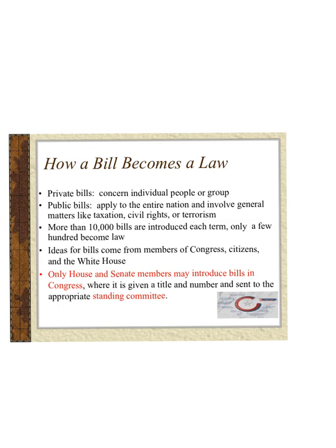Please write down the last bullet on this slide. How a bill becomes a law. Private bills concern individual people or groups. Public bills apply to the entire nation and involve general matters like taxation, civil rights, or terrorism. More than 10,000 bills are introduced each term of Congress. Only a few hundred actually become law.